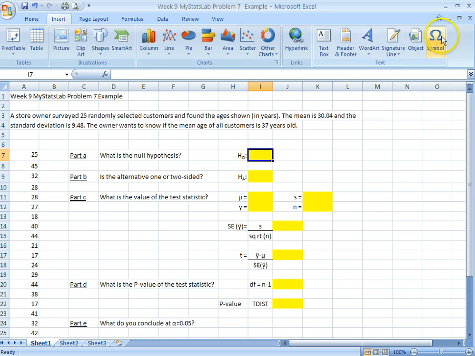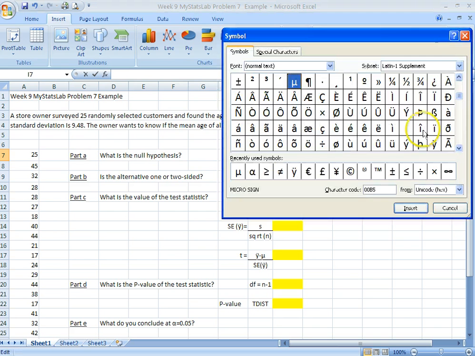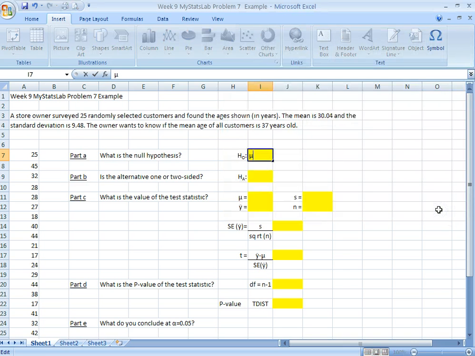Let's go over here and pull a symbol out. I think I showed you this on an earlier video. Use that for our mean equals 37. So our null hypothesis is that the mean is 37 years old.